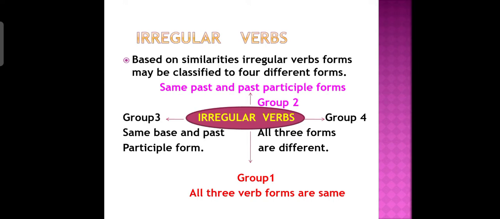And for group 3, the base form, that is the present form, and the past participle form are the same. Only the past tense form is different. So these are 4 patterns based on similarities. There are no such rules actually, but still, based on similarities, the irregular verbs can be divided into these 4 groups for our convenience so that we can remember them.